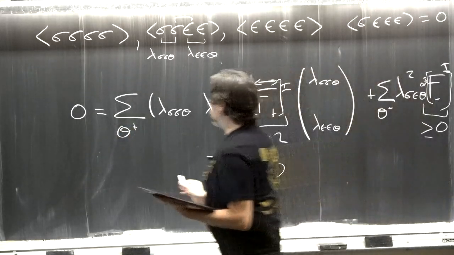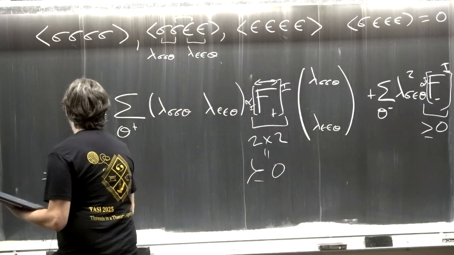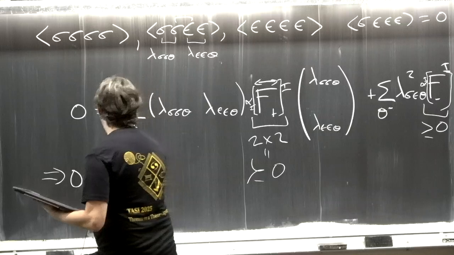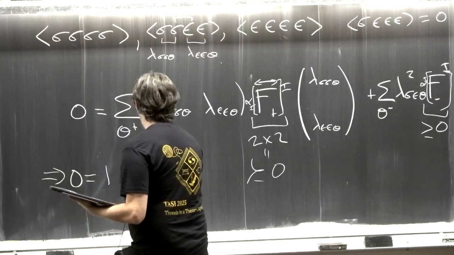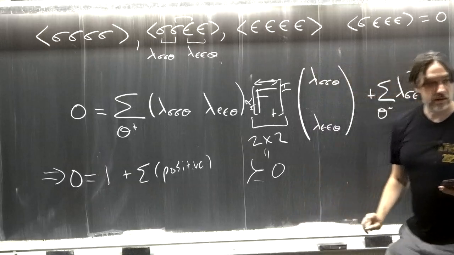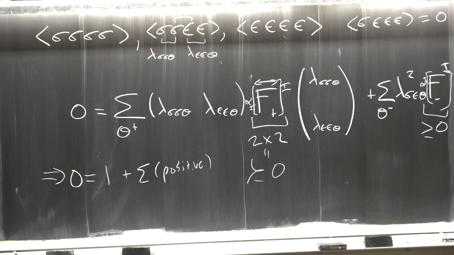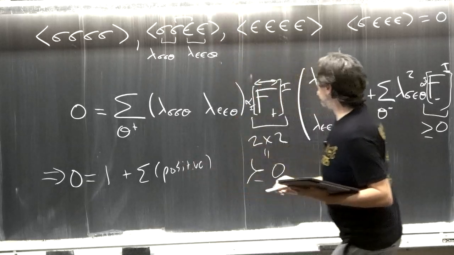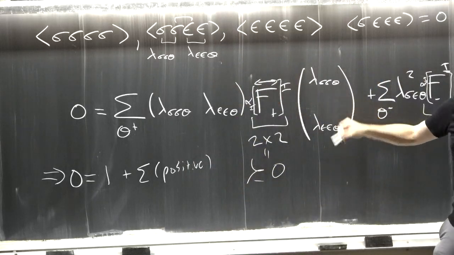And then, if we can find a functional with these positivity properties, we get 0 equals 1 plus a sum over positive things, and that's a contradiction. Right, so that's the logic. Everywhere in this region, we're able to find an alpha that implies a contradiction.